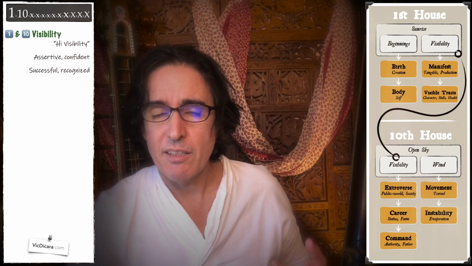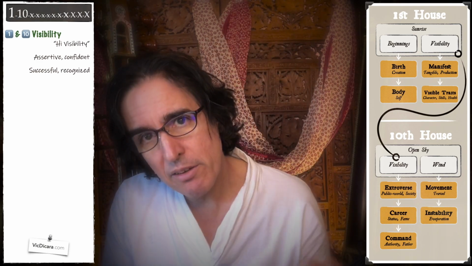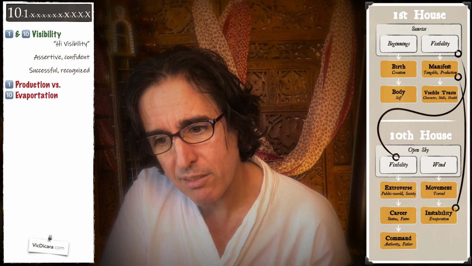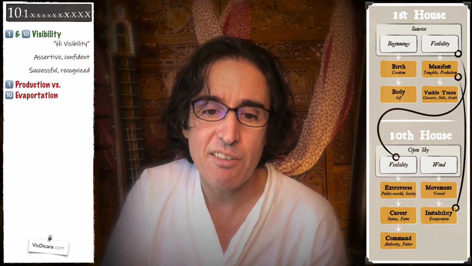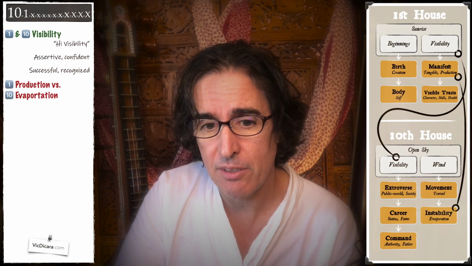So that's the basic thing that you need to keep in mind when you want to interpret the synergy between the first and 10th house, the synergy on visibility. It's going to make a visible person, which means an assertive person, a confident person, a successful or recognized or followed person. So they tend to kind of rise up in power. Now on the other end, there's the issue that the first house has to do with production and manifestation and bringing things into tangibility, but the 10th house has to do with instability, destabilizing, and evaporating things, scattering things. And this is a dissonance rather than a harmony.